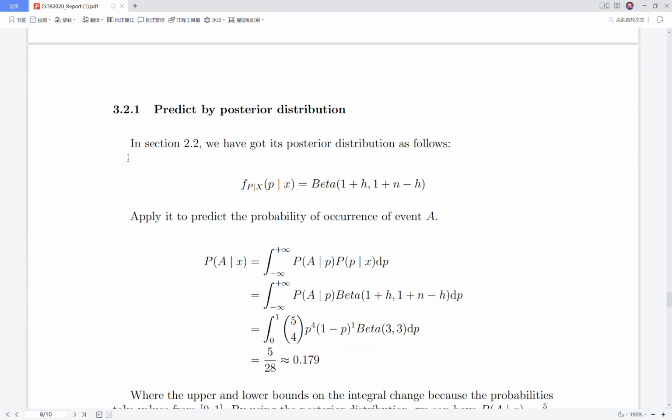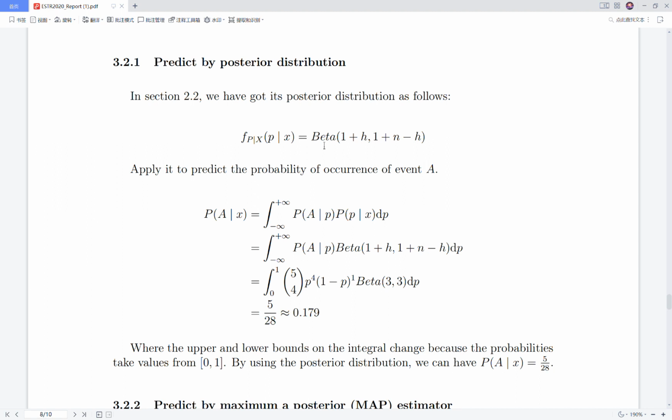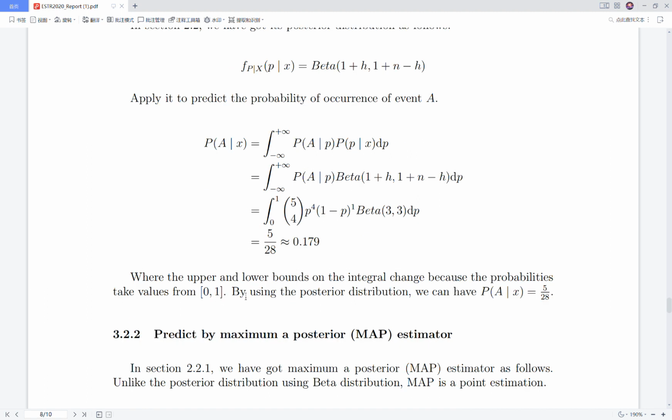In section 2.2, we have got its posterior distribution as follows. It's a beta distribution. Apply it, we have the result 5 over 28. We notice the upper bound and lower bound on the integral change because the probability takes values from 0 to 1.